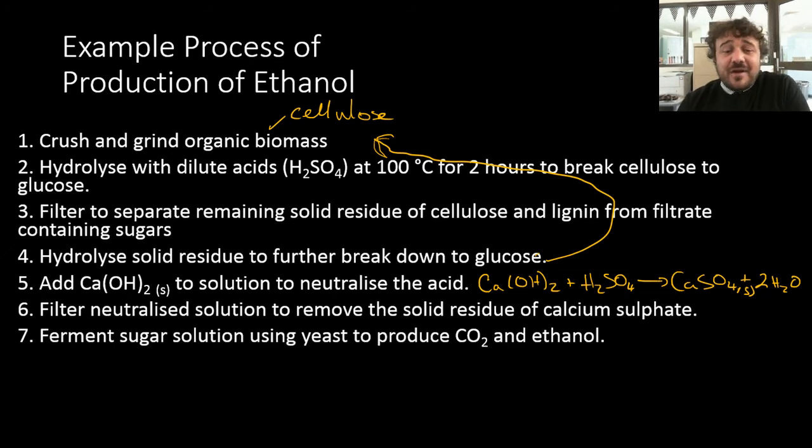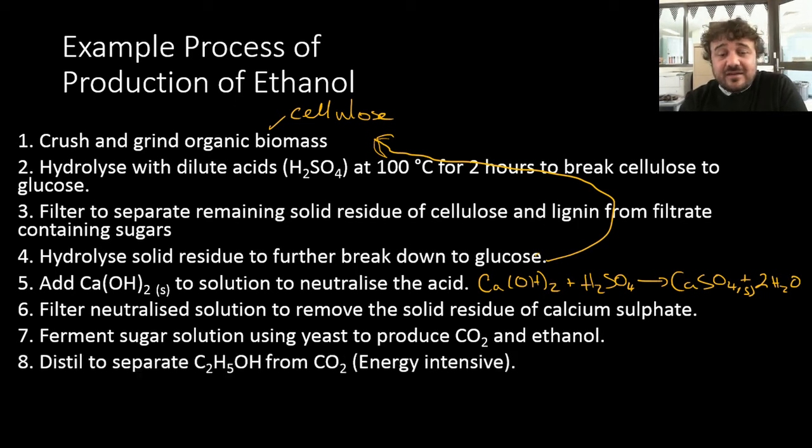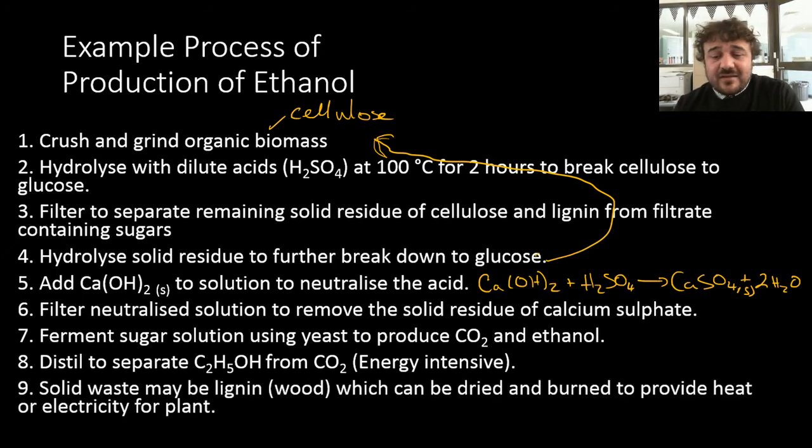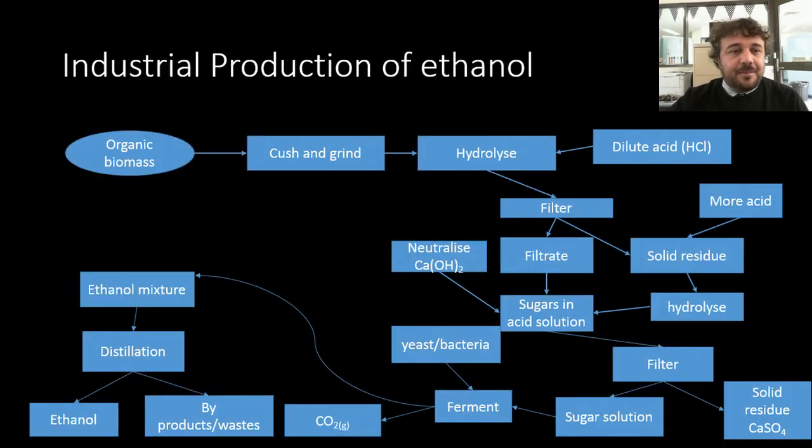And then we just ferment the remaining sugar in that solution using yeast. This gives us carbon dioxide and ethanol. We distill it to separate the CO2 and the ethanol, and that's very energy intensive. And the solid waste can be dried, and this is actually really interesting. The solid waste left over, you can burn it, and this gives you heat or electricity for the plant. So it's kind of keeping as much of it in-house as possible.